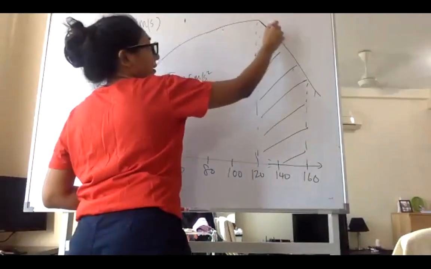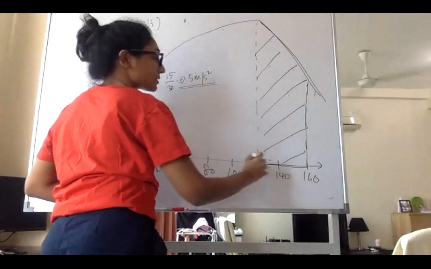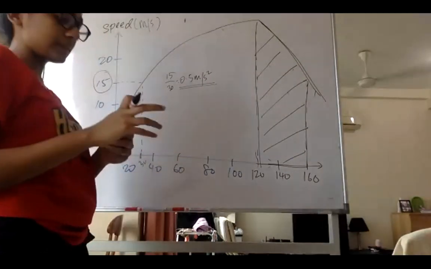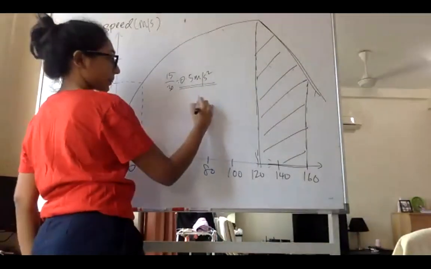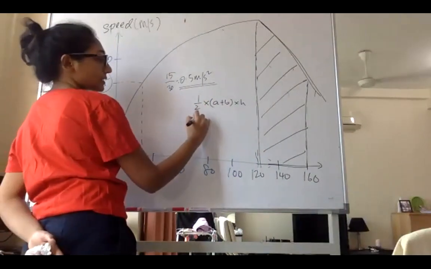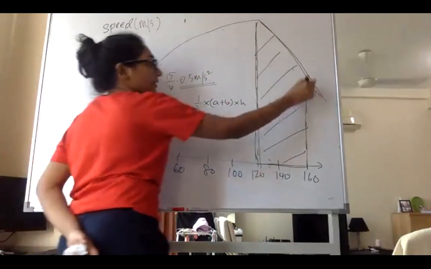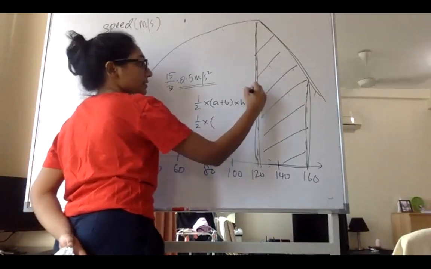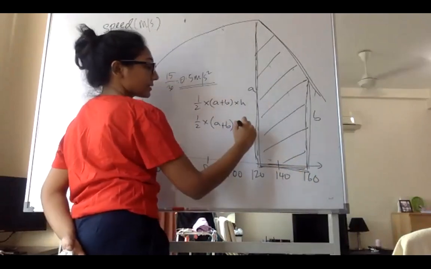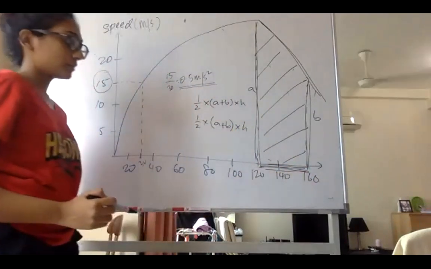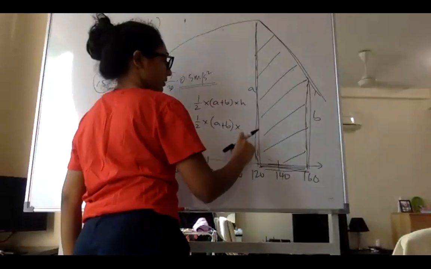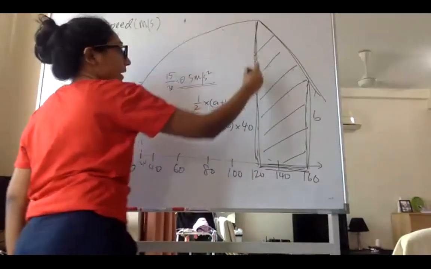This is a straight line. What shape is this? Trapezium. So how to calculate the area of a trapezium? Half, A plus B, times the height. Yes, half times the sum of the parallel sides. So this length plus this length, you add them. Let's say this is A and this is B, and then times the height. In this case, what is the height? 160 minus 120, which is 40.